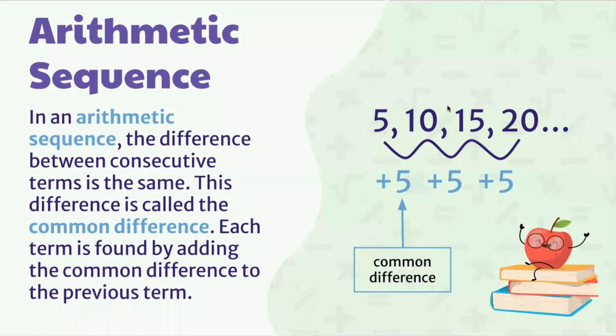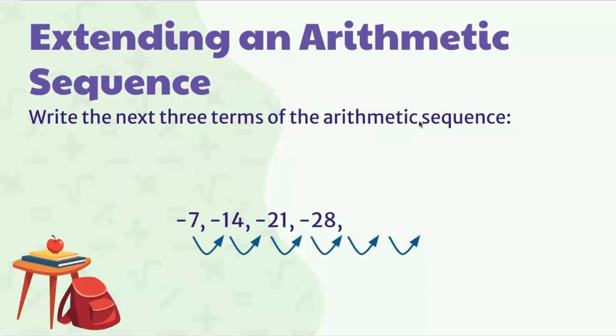Also, just a side note, if you're wondering what consecutive means in this situation, consecutive just means following. So the numbers that are next to each other. So for example, 5 and 10 are consecutive terms, 10 and 15 are consecutive terms, and 15 and 20 are consecutive terms. And that's just to clarify if you're a little bit confused by what they mean by the common difference between consecutive terms.